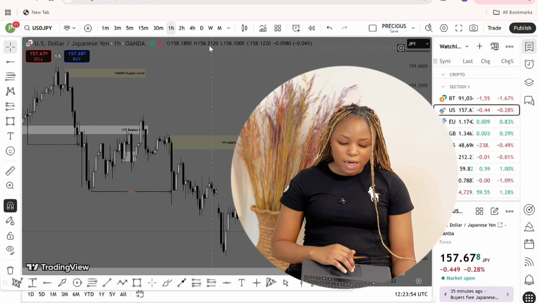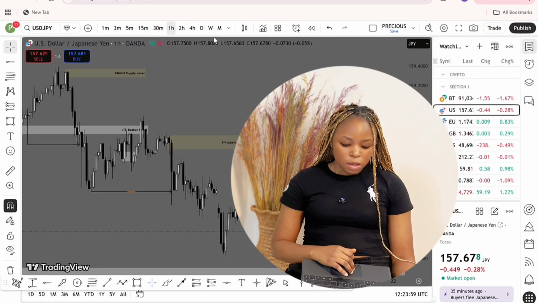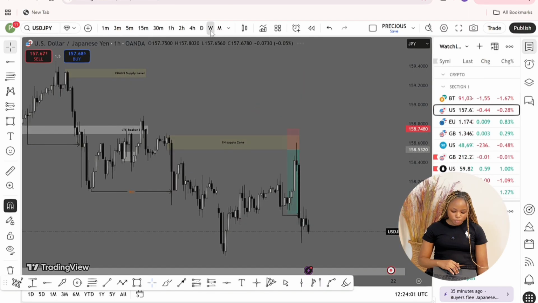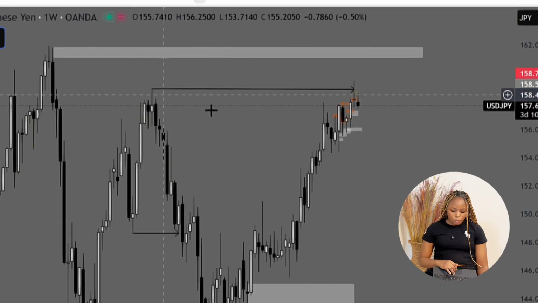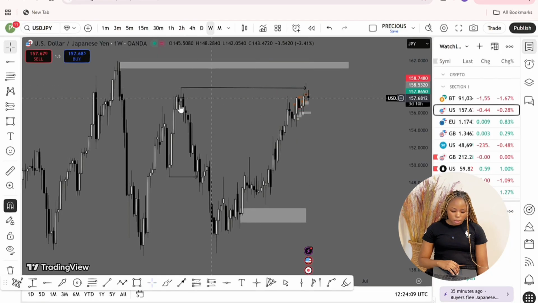So let's go to the higher time frame and see what is even going on with USD JPY today. Let's go to the weekly time frame. You can see the price is still at the resistance level here. This is a higher time frame resistance level, and you can see the reaction from the lower time frame.